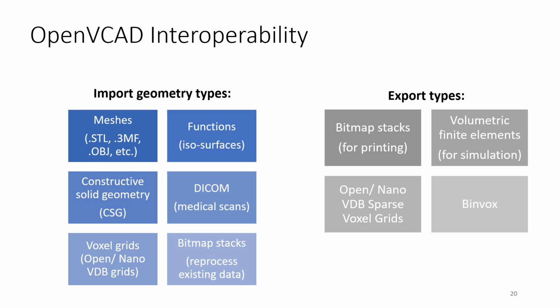So if you already have existing data or existing models that you've given to your 3D printer, and maybe you want to resample them or process them, you can bring them into VCAD and do some of the processing on them. And then for exporting, I've already talked about the bitmap stacks specifically for inkjet-based 3D printing systems. We also have volumetric finite elements. This one allows us to sample the OpenVCAD tree into linear brick elements, and then take that into simulation software like Abaqus. You can export as those Open and Nano VDB grids as well as BinVox.